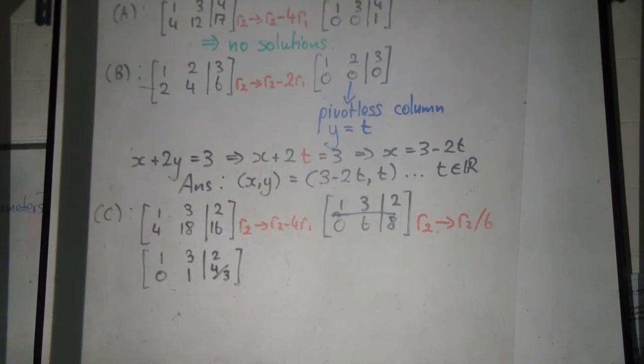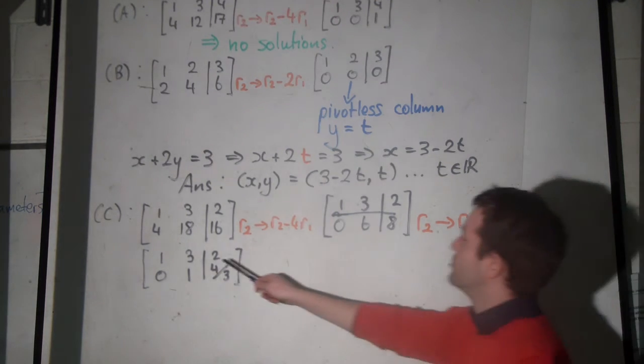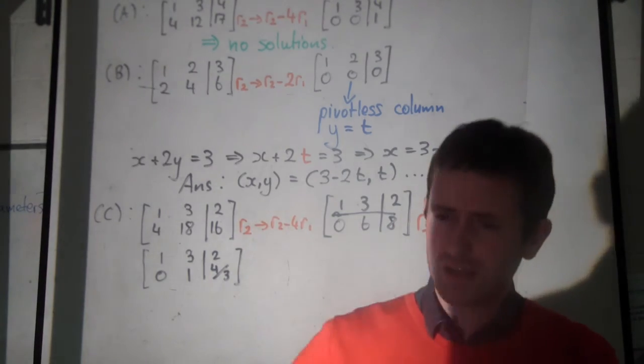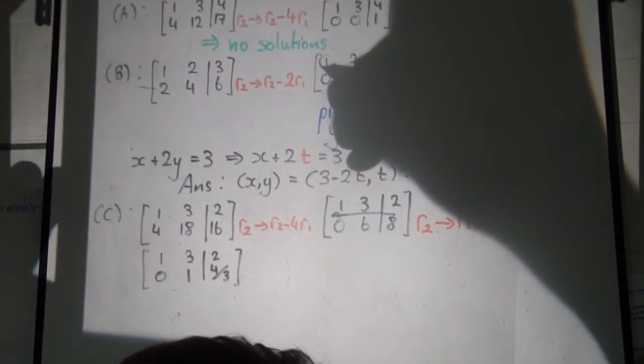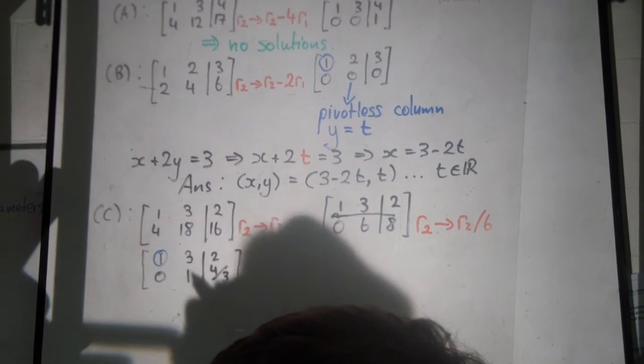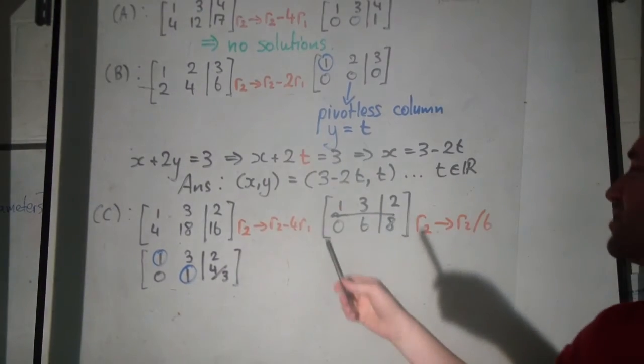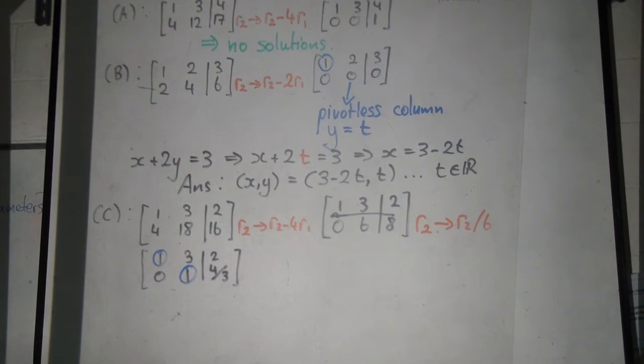Are there solutions? Are there parameters? No. Because you have 2 pivots. Maybe I'll just draw this here. When you have pivots, x is not a parameter, y is not a parameter. They can't take all values. They have to be specific values. So you have a unique solution here.